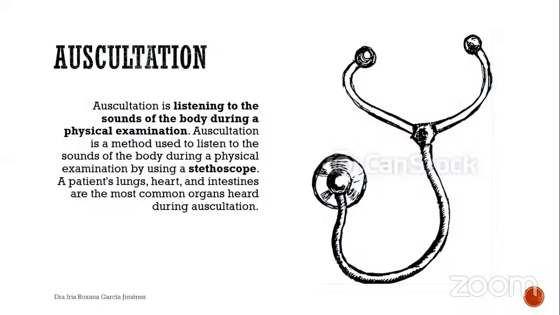About auscultation, well, I have to fix this. Auscultation is listening to the sounds of the body during the physical examination. This method is used to listen to the sounds of the body. Of course, we know about it by using the stethoscope. A patient's lungs, heart, and intestines are the most common organs heard during auscultation. We all know about it.